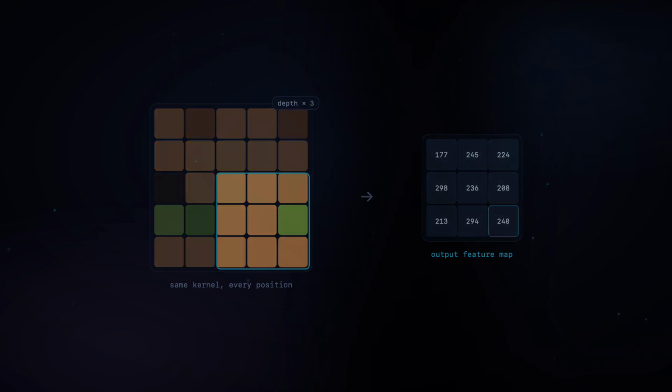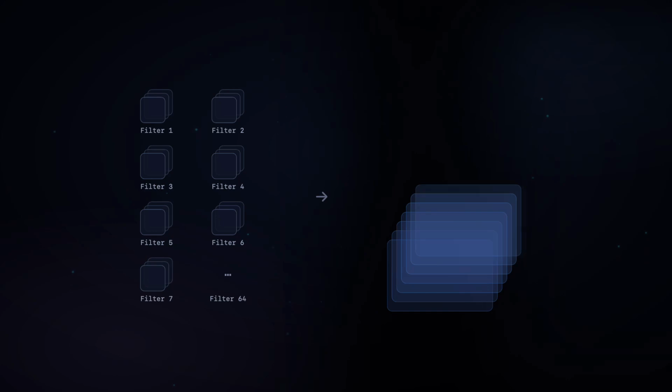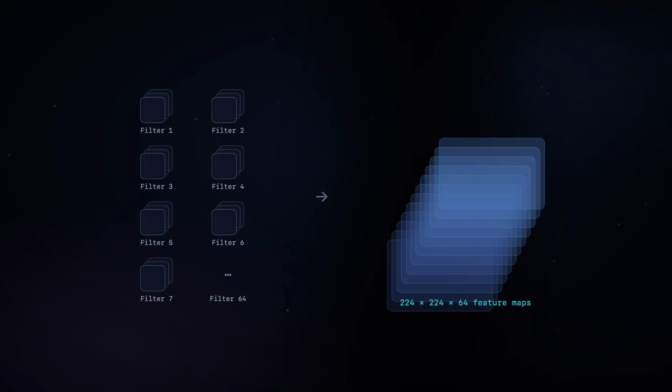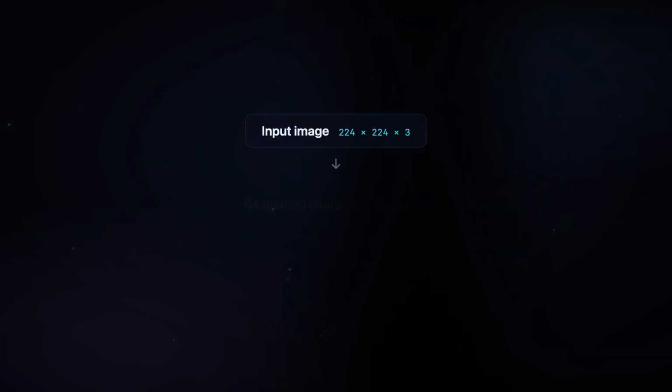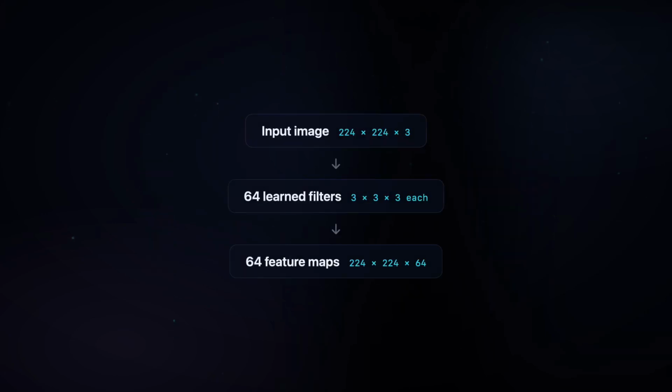A single filter can only detect one type of pattern, so CNNs learn many filters. Each creates its own feature map, giving us a richer representation of the image. One filter might detect edges, another might find curves, another might respond to textures, each highlighting a different visual pattern. One image goes in. 64 learned filters process it in parallel. The result is 64 feature maps, each highlighting a different visual pattern.